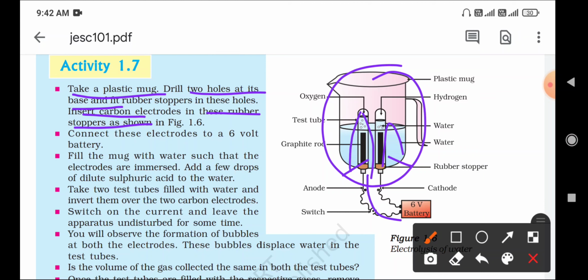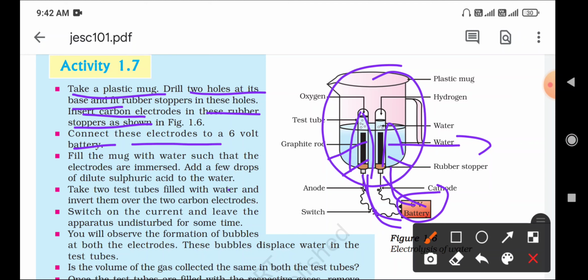Those electrodes are connected, one to the positive terminal and the other to the negative terminal. So connect these electrodes to a 6 volt battery. This black colored rod is called the electrode, a graphite rod or electrode that is connected to the 6 volt battery. One is the positive terminal and the other one is the negative terminal. Fill the mug with water such that the electrodes are immersed.